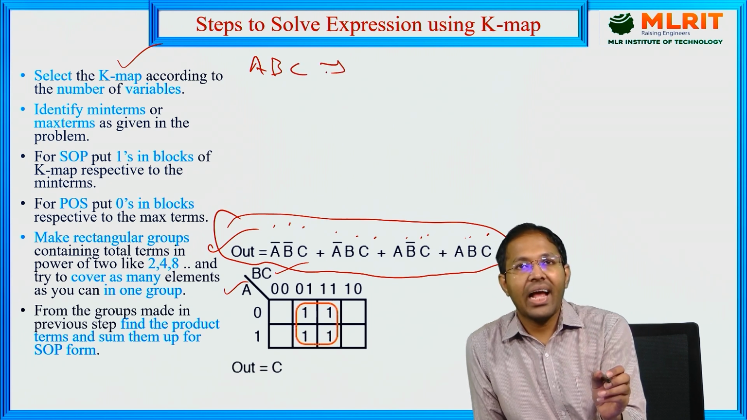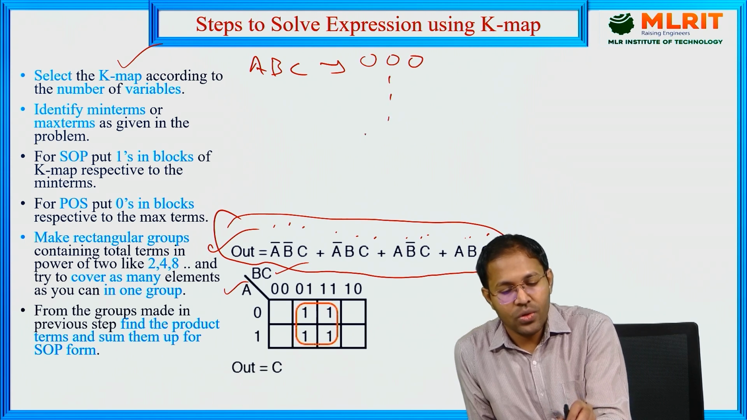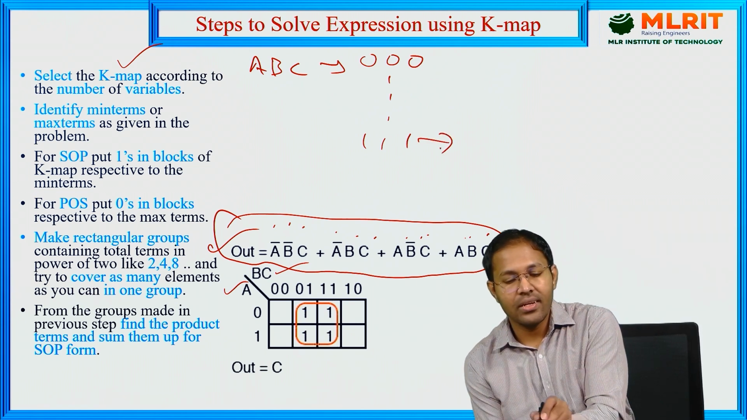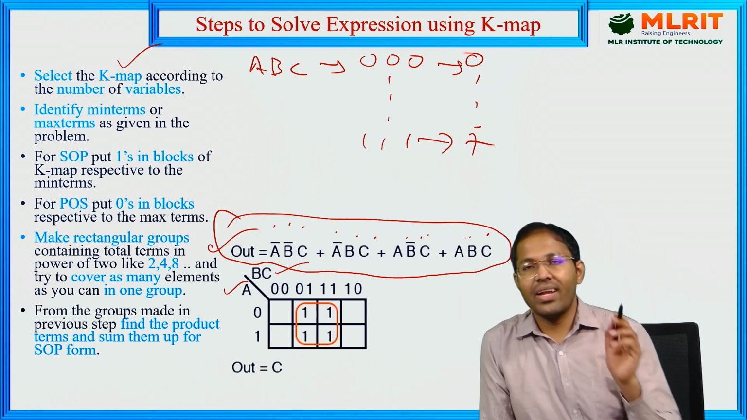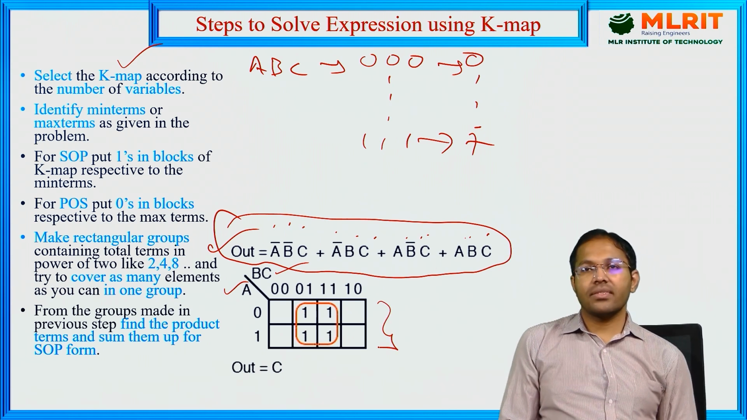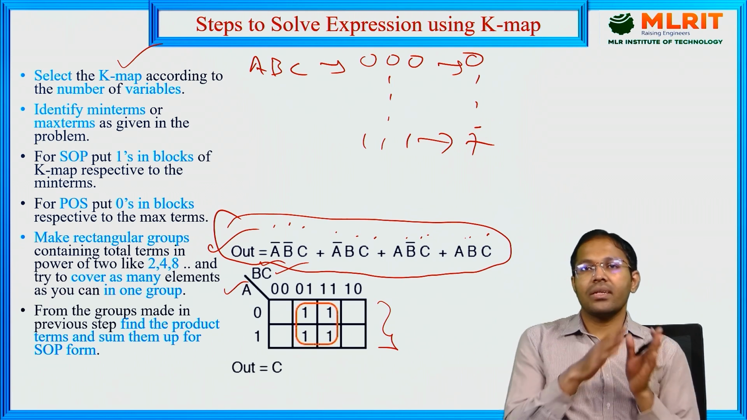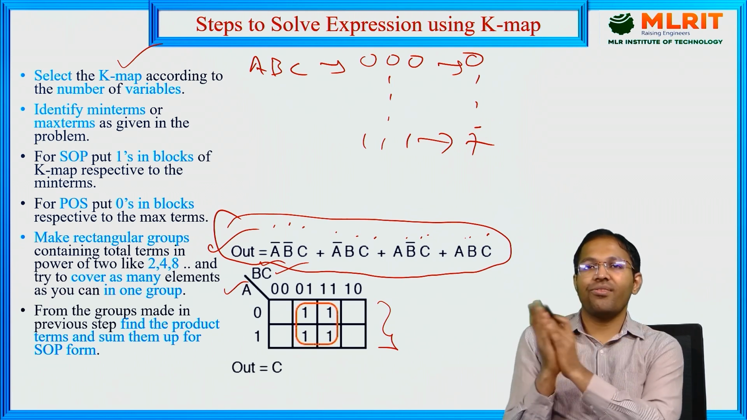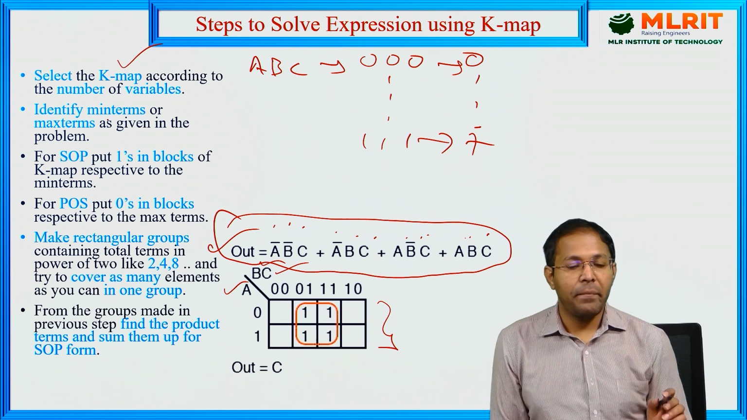A, B, C together can have a total of 8 combinations starting from 0, 0, 0 to 1, 1, 1. 1, 1, 1 is 7. In digital form, 0, 0, 0 is 0. So, 0 to 7, a total of 8 combinations are possible. Hence, we are drawing 8 boxes. We are taking A here, we are taking BC here. Anyway, one could take any order, but whichever order is taken, the same thing has to be followed till the end of the final result.